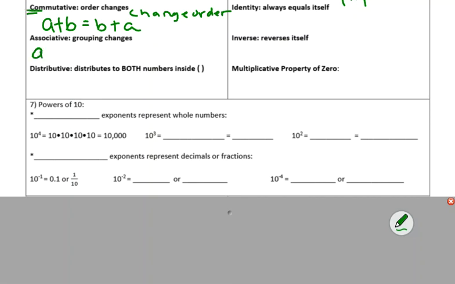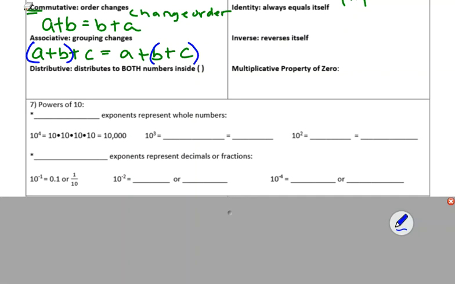So I could say maybe A plus B plus C equals A plus B plus C, but the grouping is changing, and we show grouping by parentheses. So if I were to group A and B together in the first half of my equation, A and B couldn't be grouped together on the other side. B and C would have to be. So everything stays in the same spot, but the parentheses are shifting.